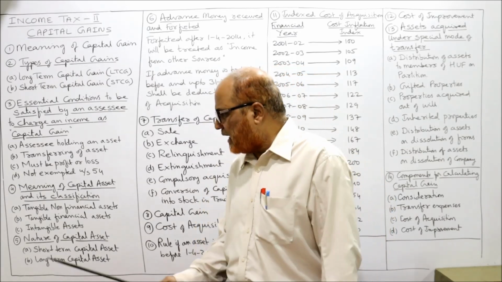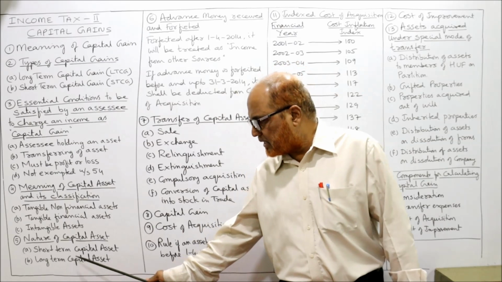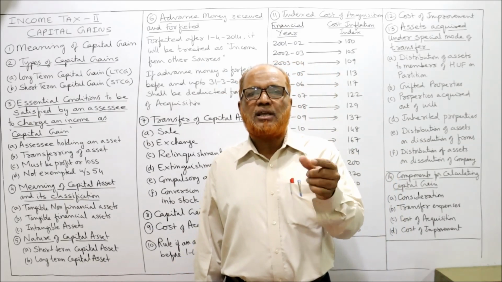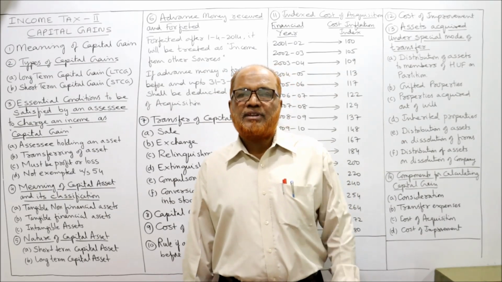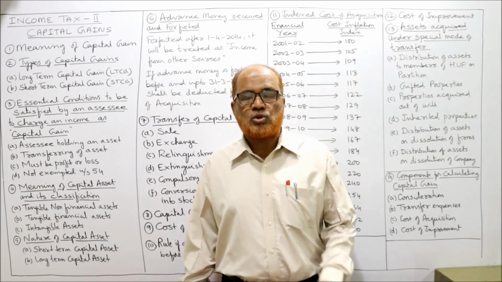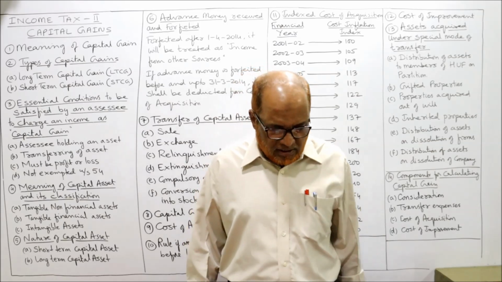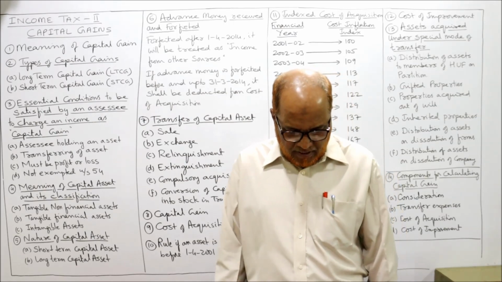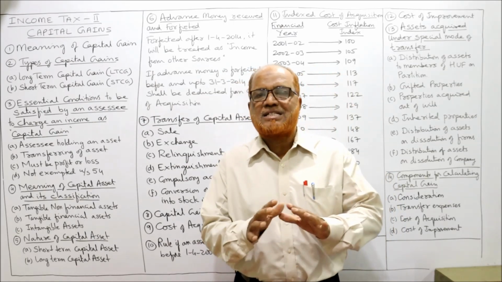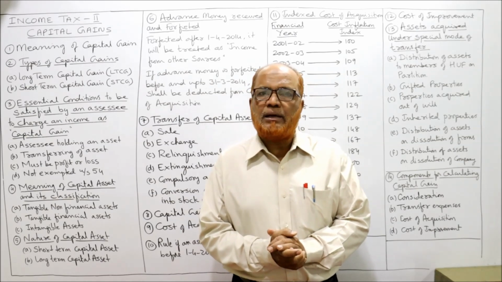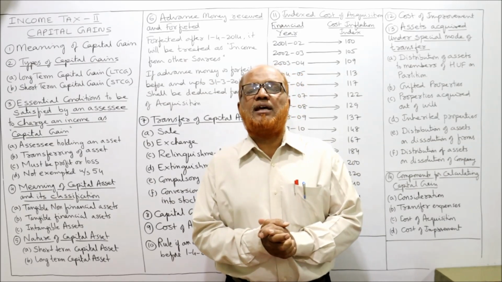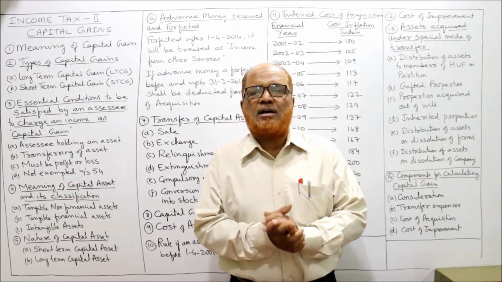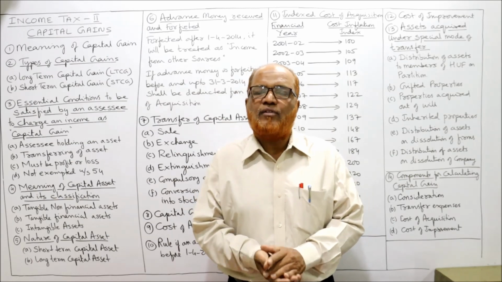Now I am explaining the nature of capital asset: short-term capital asset and long-term capital asset. See here, the tax liability depends on the nature of capital asset, whether it is long-term or short-term. So concentrate now. The nature of capital gain is the basis for determining the tax. Generally, long-term capital gain is taxed at a flat rate of 20%, whereas short-term capital gain is taxed at slab rates along with other incomes, but in some special cases it will be taxed at a flat rate of 10 to 15%.